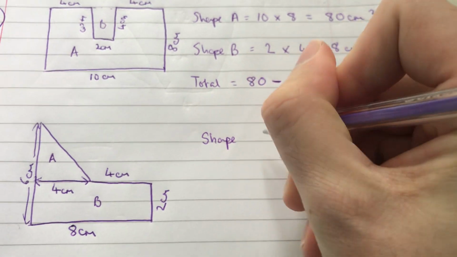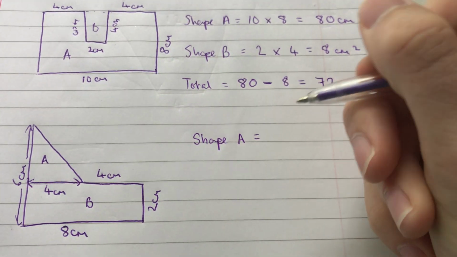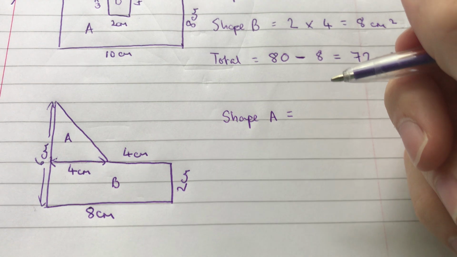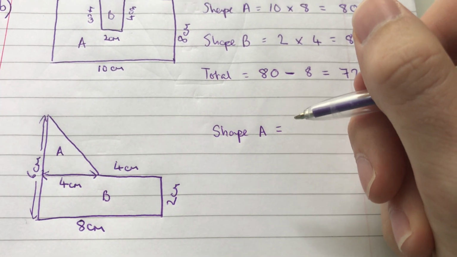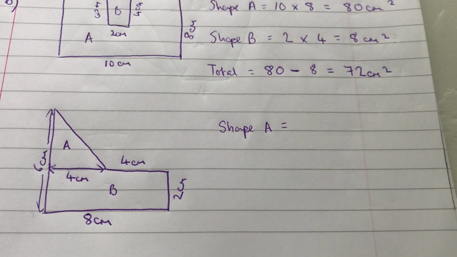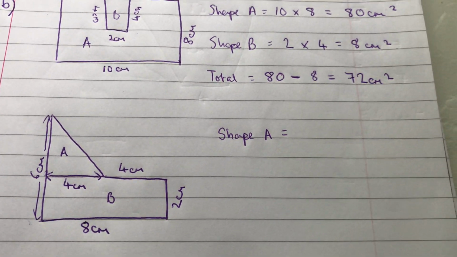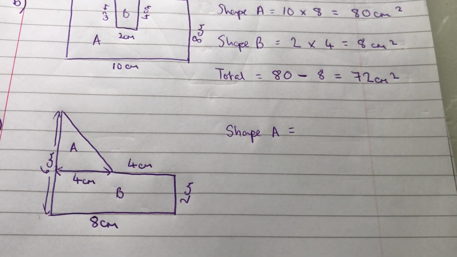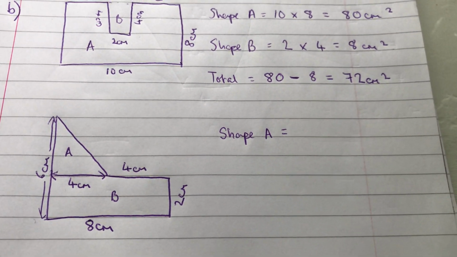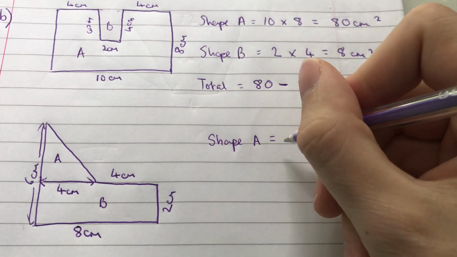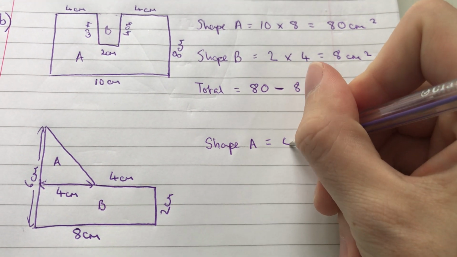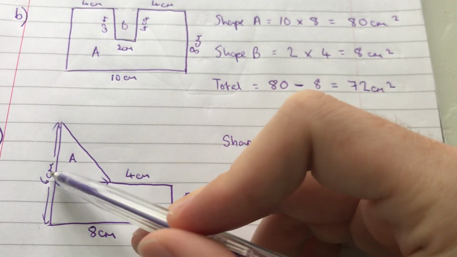Okay, so let's first work out the area of shape A. So shape A is a triangle. And what's the area of a triangle? What's the equation? Area of a triangle, the equation is base times height over 2, because a triangle is half of a square or a rectangle. So 4 is the base, got it here.